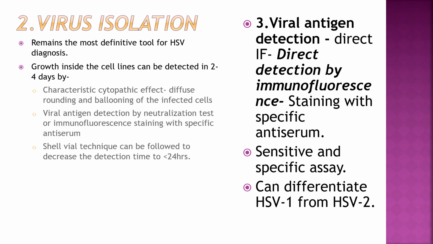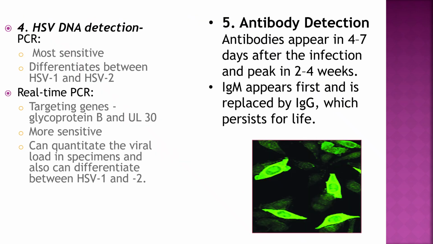Third is viral antigen detection by direct immunofluorescence. Staining with specific antiserum is sensitive and specific, and can differentiate HSV1 and HSV2. Fourth is HSV DNA detection. PCR is most sensitive and differentiates between HSV1 and 2. Real-time PCR targeting genes glycoprotein B and UL30 is more sensitive, can quantitate the viral load in specimens and also differentiate HSV1 and 2. Fifth is antibody detection.